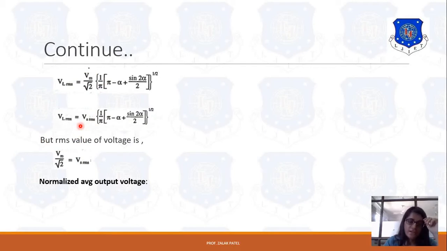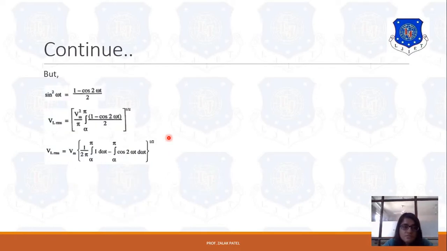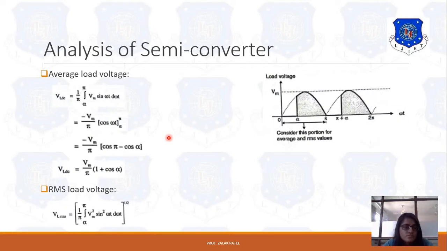Now moving towards the next parameter, which is normalized average output voltage. It is a ratio of the DC voltage divided by the maximum voltage. We already have the value of DC voltage earlier, this is the DC voltage equation. Now we have to find the maximum value for this DC voltage and then divide VLDC by that maximum value, so it gives us the normalized value.